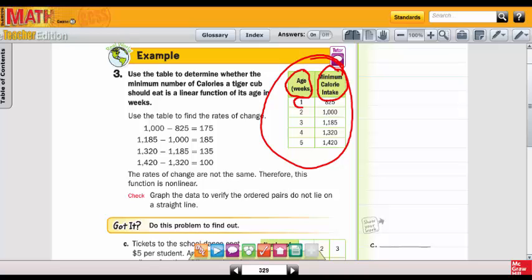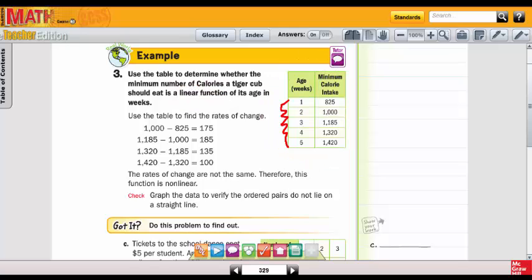So at 1 week, it needs 825 calories. At 2 weeks, it needs 1,000 calories. At 3 weeks, it needs 1,185 calories, etc. So the first thing we want to do is find out, is this a linear function? We can look at this right away and see that we are +1 in each of these. Pretty easy to do that math in our head. From 825 to 900 would be 75, and another 100 up to 1,000 would be a +175 here.